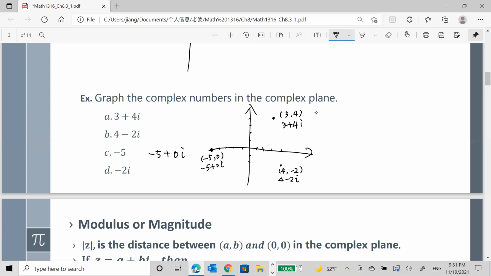The last point is -2i. That means this one equals 0 minus 2i, right? a is 0, so b is -2. So the point here is (0, -2). So this point is (0, -2). So we can also write it down like 0 minus 2i.